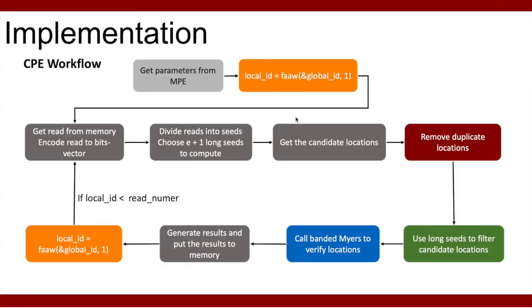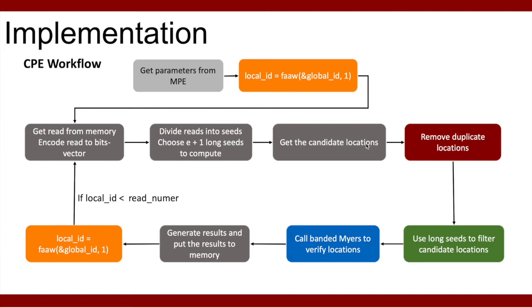We employ a dynamic task scheduling strategy to avoid imbalance among different CPEs. The figure shows our approach. FAW is an atomic addition operation provided by SunWay. It can add one atomically and return the old value. We use FAW to determine the read to compute. First, we encode NGS reads into bit vectors. After that, we divide them into long seeds and short seeds.